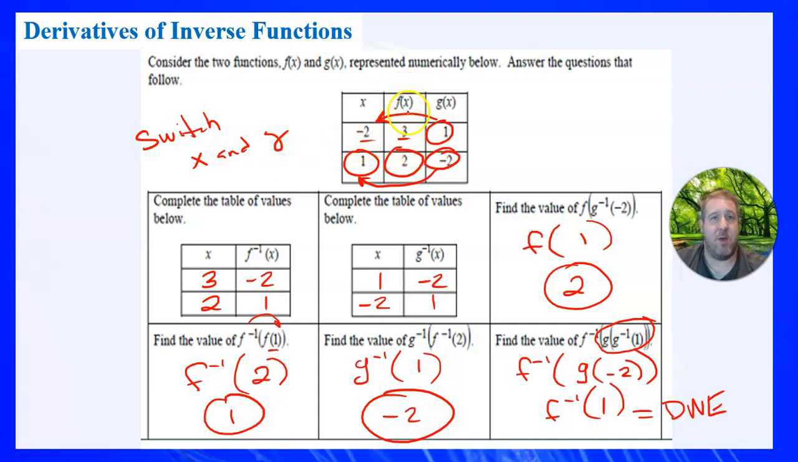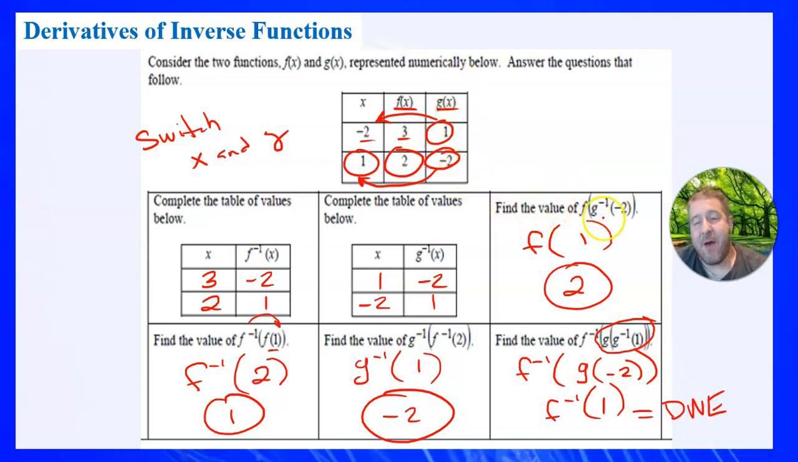So we have two different functions. We have f of x and g of x, both using the same values of x. If I'm going to complete the table for both f of x and g of x, that would be down here: 3, -2 and 2, 1 would be the inverse. That would be the x and y switched around. G of x, 1, -2 and -2, 1. It's literally just the same x and y switched around for the g of x.